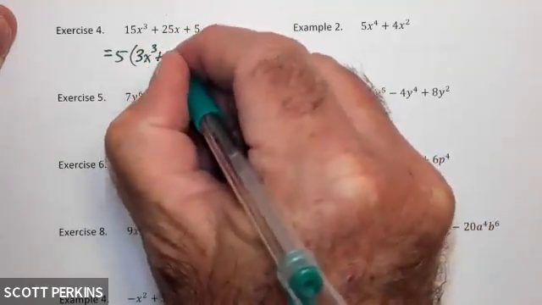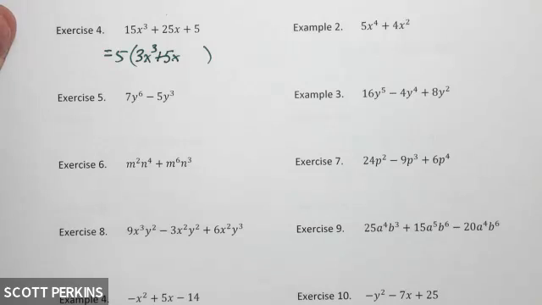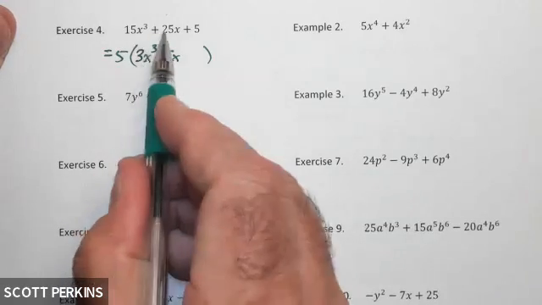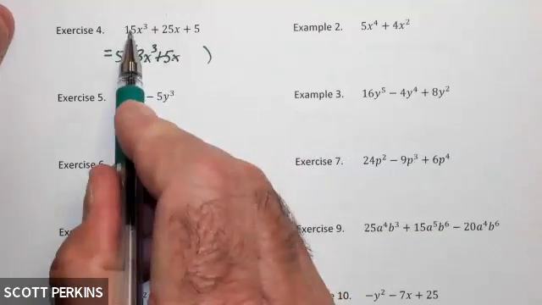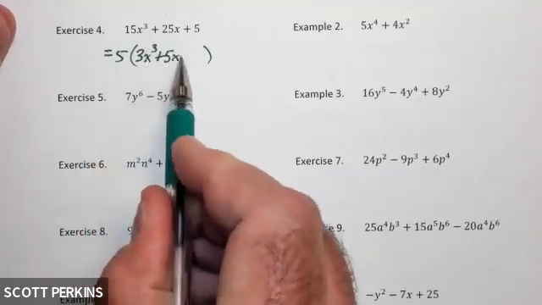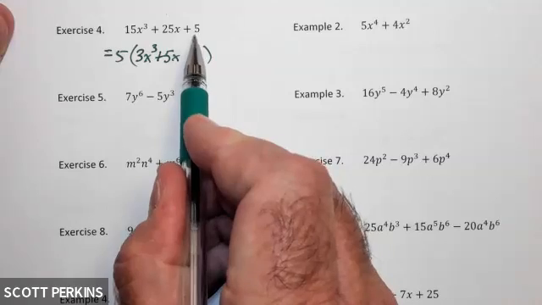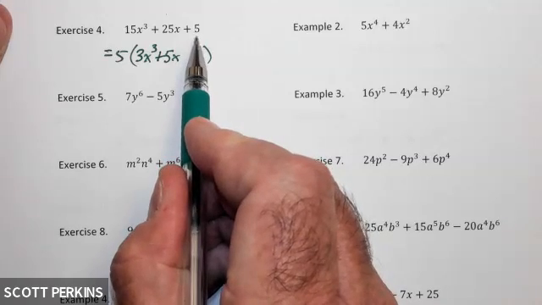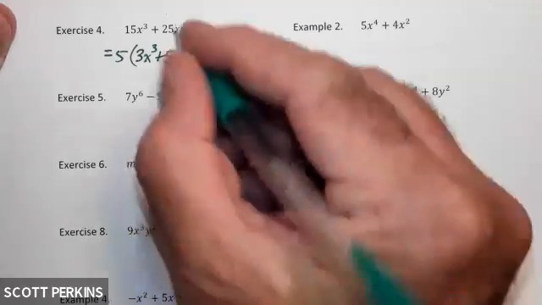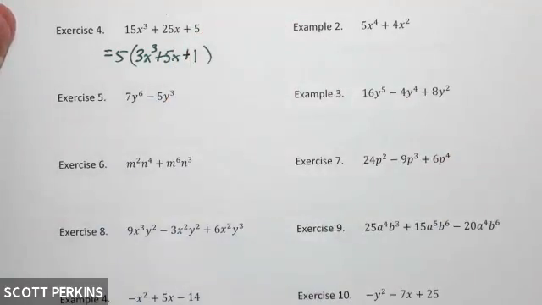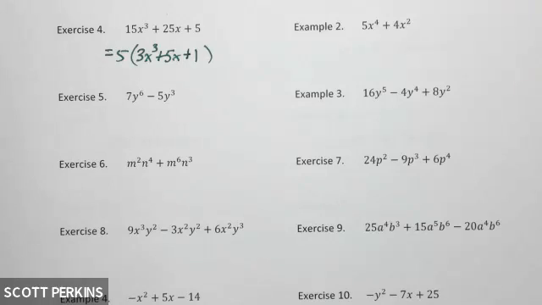Now here's my purpose with this problem. Do not get in a rush and forget this last thing. How many terms did I start with? 3. How many terms should I have in the parentheses? 3. So when I factor 5 out of this last term, what is left over? 1. Do not forget the 1. That is the most common factoring out the common factor mistake students will make.